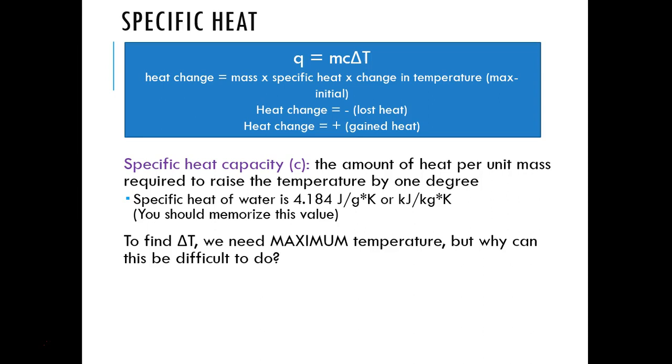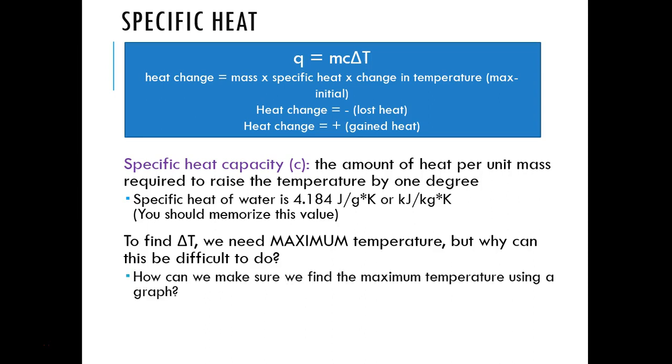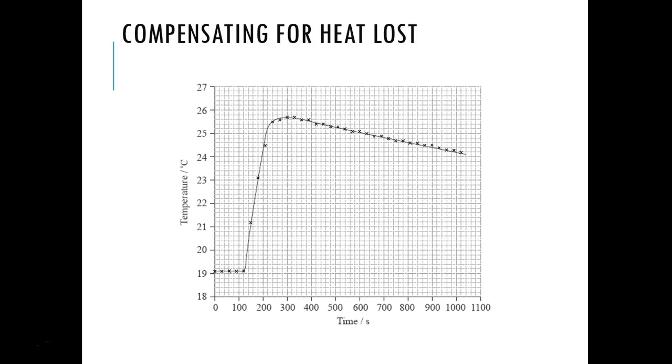Now, in order to find delta T and be as accurate as possible, we need the maximum possible temperature, but it can be really difficult to find this. If you think about it, if we're doing a reaction where we're mixing two things together, as soon as the temperature starts to rise, heat's being lost to the environment. So unless the reaction is completely instantaneous, we're not going to be able to get the theoretical highest temperature. All right, so we can use a graph to help us find what the theoretical maximum temperature would have been.